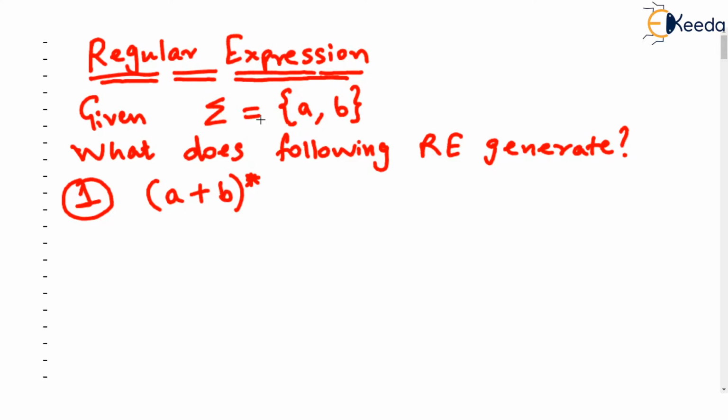In all these examples, we have sigma as {a, b}. So we have got only two symbols a and b which can form words or strings. Well, let's see the first example. What does the following regular expression generate? The regular expression given is (a + b)*. So this is the closure of a + b.